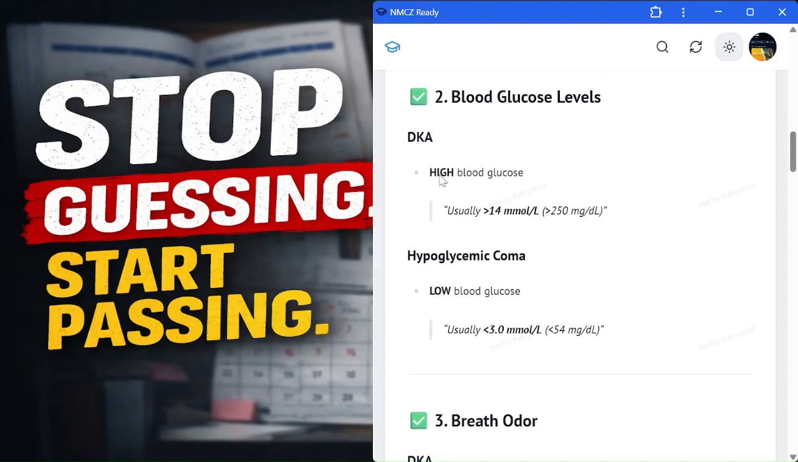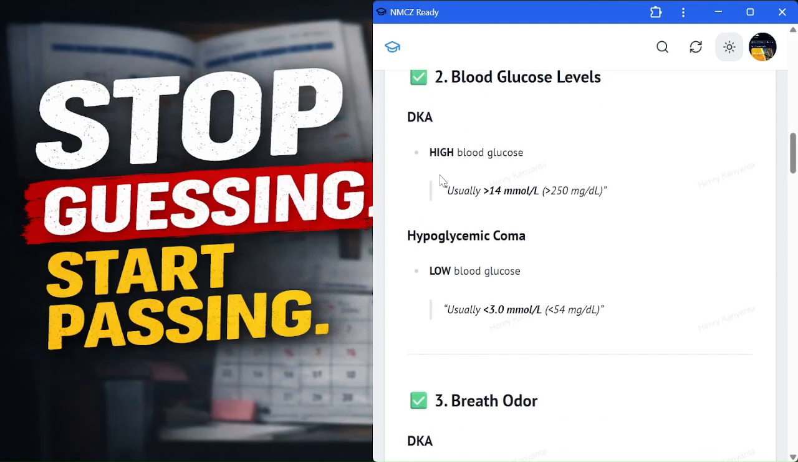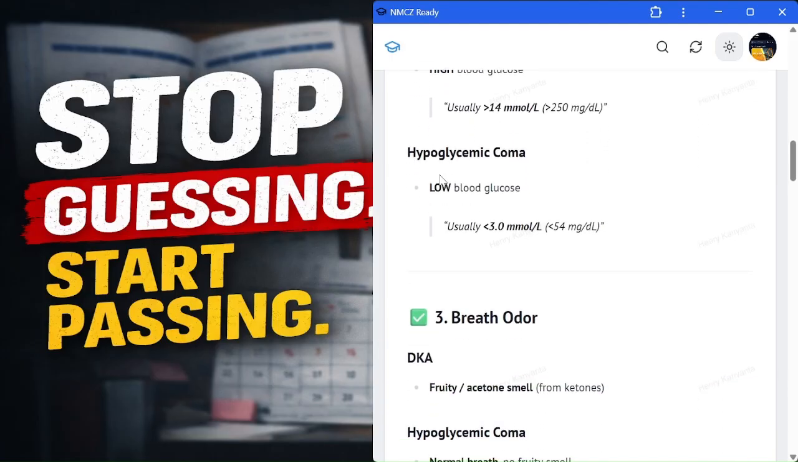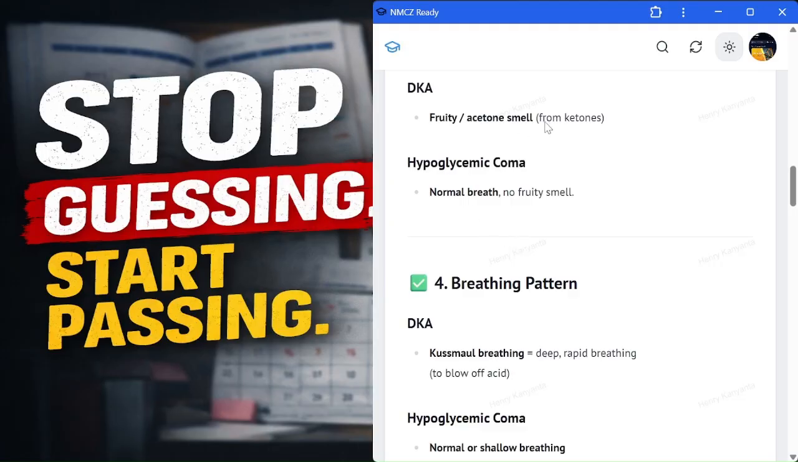In DKA, which is high levels of sugar, hyperglycemia, we have got the levels of sugar in blood above 14 millimoles per liter, while in hypoglycemic coma, there's low blood glucose because there's high insulin, usually less than 3.0 millimoles per liter. The breath odor as the third difference. In hyperglycemia, there's fruity acetone smell, while in hypoglycemia, we have got normal breath, no fruity smell.